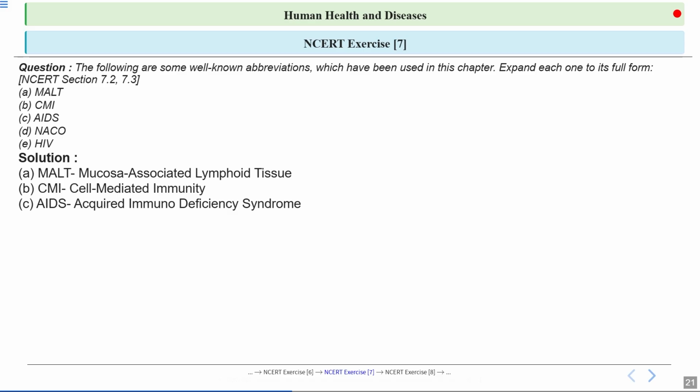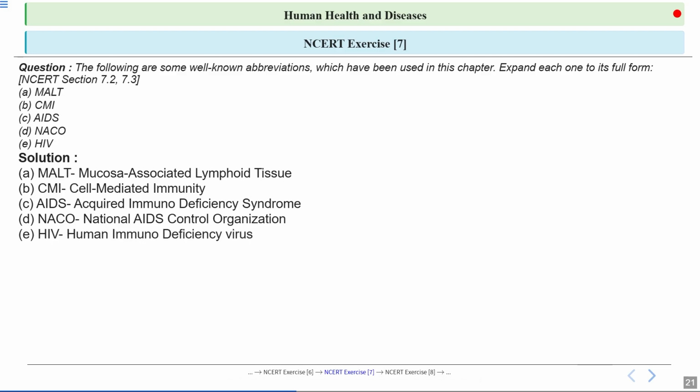Next one is AIDS. It stands for acquired immunodeficiency syndrome. This is a condition where the immune system becomes very weak, making the body vulnerable to infections that it would normally fight off easily. Then NACO stands for National AIDS Control Organization. So this is the main government body in India responsible for coordinating efforts to prevent and control AIDS across the country.